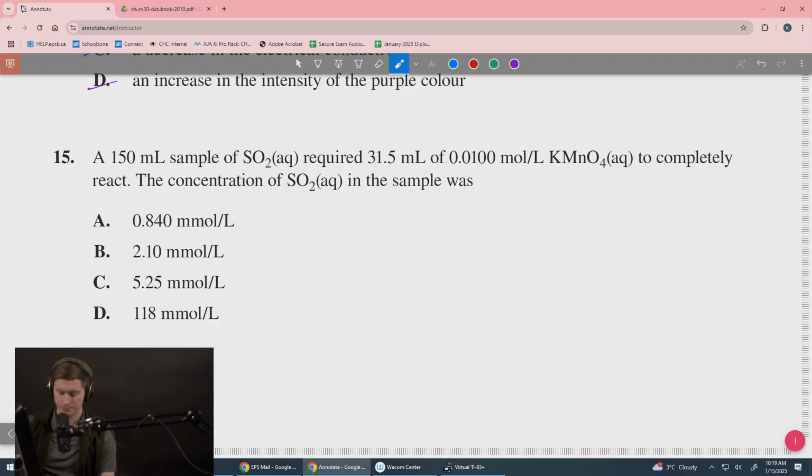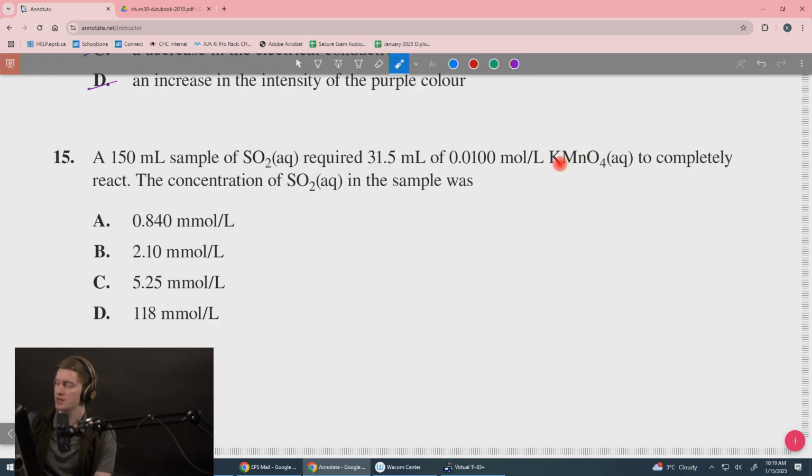All right. What we are looking for is moles of, or our concentration, of sulfur dioxide. That's what we want to end up with. What we have been given is our concentration of potassium permanganate and our volume of potassium permanganate. So I'm going to start with what we've been given. What we've been given is our volume of potassium permanganate. I'm going to do this all in one step, so I'm going to show you working through it.